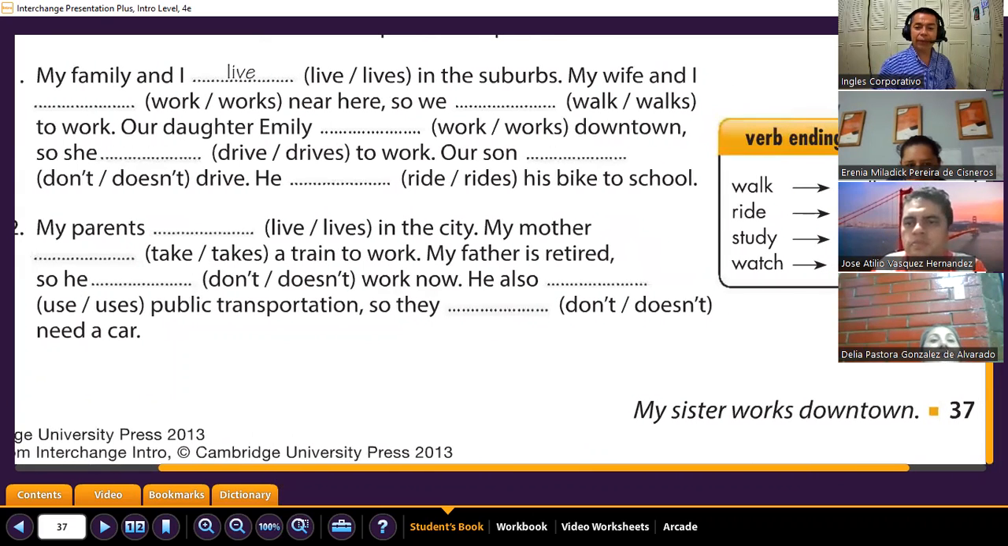Walk, walks. Ride, rides. Right? Study, studies. Notice, we change the Y to I and we add ES. Why do we change the Y? Because it is preceded by a consonant. When it is preceded by a vowel, it doesn't change. Don't forget. Like in pay, enjoy. What else? Play, enjoy, buy. Okay. In watch, since it ends in CH, as we already saw, when a verb ends in CH, SH, X, S and Z, we add ES.